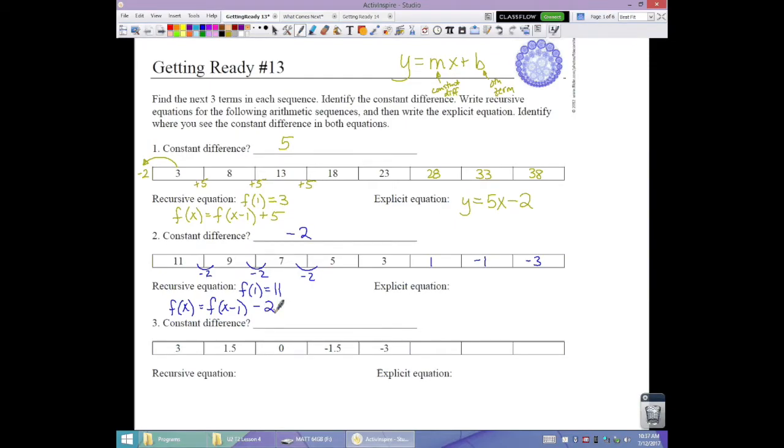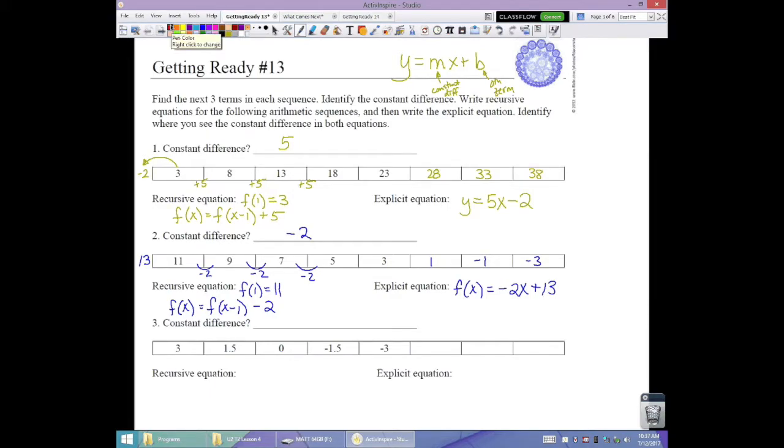For our explicit equation, we can do y equals or f of x equals, it doesn't matter. The constant difference is negative 2 times x. Now the 0th term, I need to go backwards in my pattern as if we had one more box before the 11. So if our pattern going forward is subtracting 2, to go backwards we need to add 2 and have 13. So negative 2x plus 13.